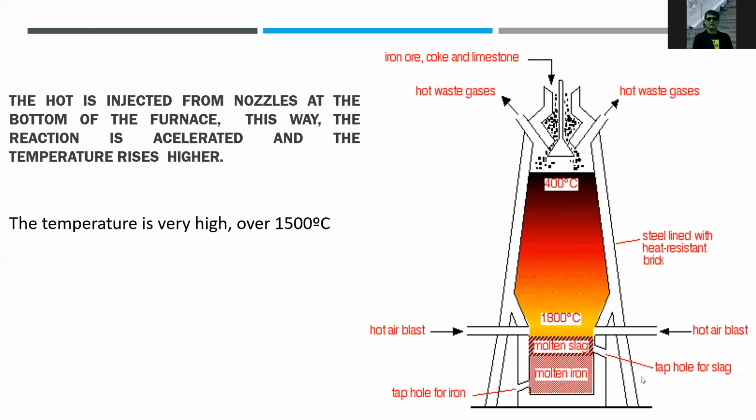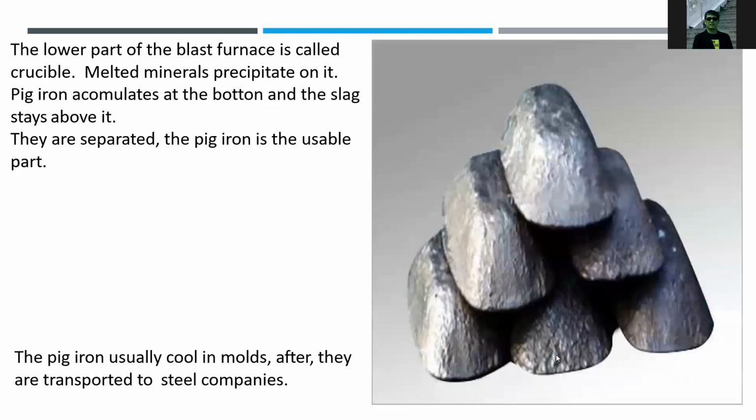As you can see, the molten slag is on top of the molten iron. The lower part of the blast furnace is called the crucible. The melted mineral precipitated on it is the pig iron, or the molten iron. After it's molten, it's called the pig iron. The pig iron is the usable part of this process.